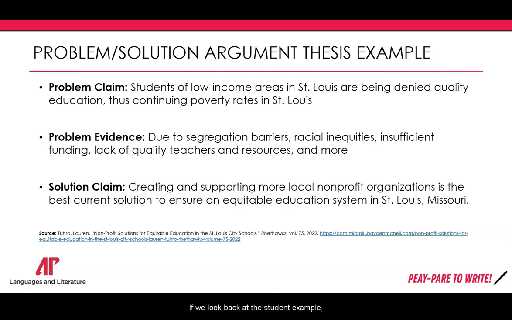If we look back at the student example, her thesis boils down to these three parts: a problem claim about the quality of education in St. Louis, evidence of the problem in the form of a brief list that will be supported with evidence in the body of the paper, and a solution claim about the importance of supporting local nonprofits. Looking at the thesis for this example, what kind of evidence could she hint at to support her solution claim? What warrant or common ground would her audience need to hold to agree that the problem exists and that the solution will work?